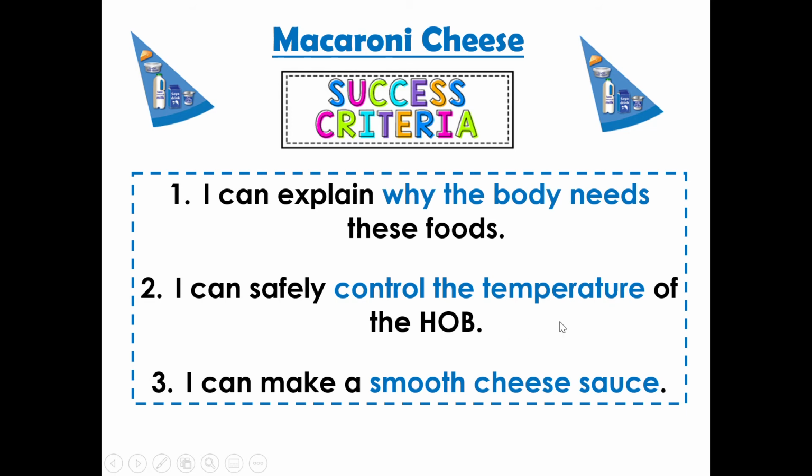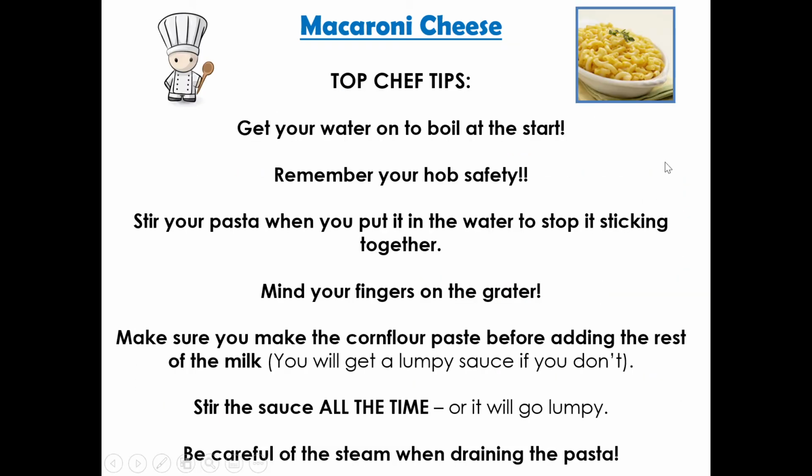You should be able to safely control the temperature of the hob. And your aim is to make a nice smooth cheesy sauce, okay? Not a lumpy horrible one. We want nice smooth cheese sauces. So in terms of your top tips, make sure you get your water on to boil at the start, guys. Remember, no point in putting your pasta in to find that you've not boiled the water. Remember your hob safety, I've put a slide in for that.